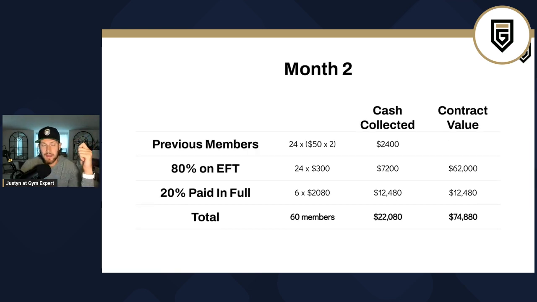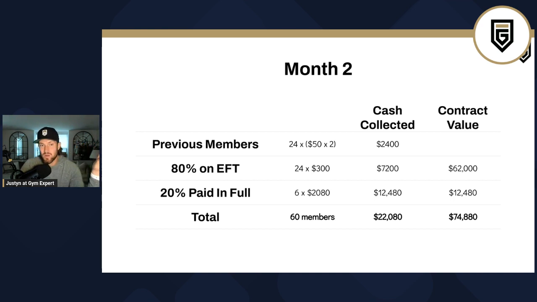So if we look at month two, what we need to consider here is, let's say we just do exactly the same thing that we did in month one. That's where we have the same 24 new members signing up at $300 each. We have another 6 members paying in full for another 12,480. But what we also have now is the 24 members from the first month who are going to be paying us when their 6 weeks end.